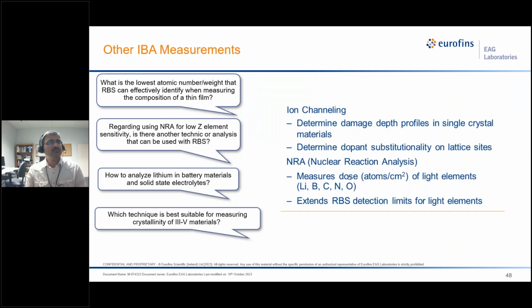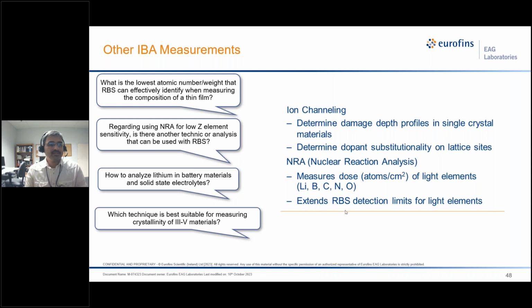So we have received questions regarding some ancillary techniques of RBS, that's ion channeling, whether to measure the crystallinity of III-V materials. Yeah, we use ion channeling to see the damage in single crystal materials and epitaxial films. And also we can measure dopant substitutionality in lattice sites using ion channeling measurements.